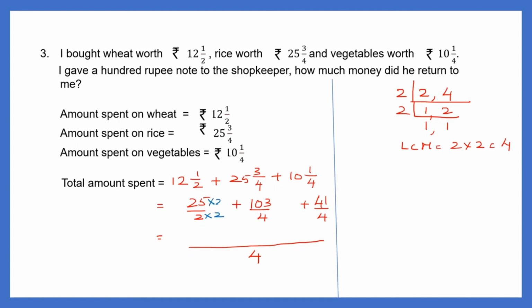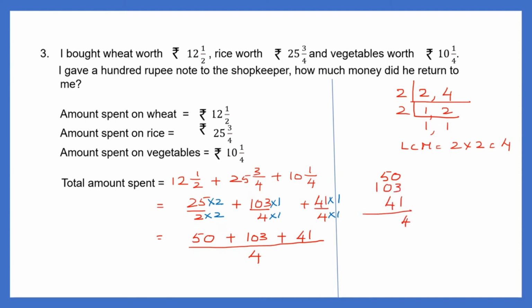So 25 into 2 is 50. Plus 4 ones are 4. So 103 ones are 103. Plus, again I have 4. 4 ones are 4. 41 into 1. So I get 41. Now I need to add up all these. So let me add 50 plus 103 plus 41.